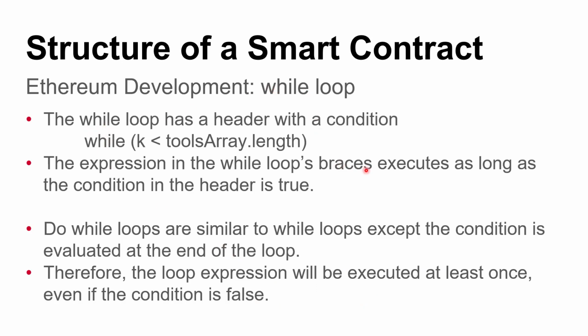And there's also a while loop. So a while loop also has a header condition. So we can see here while k is less than this array length, the expression will loop in the braces. It will loop through the expression in the braces as long as the condition in the header is true.